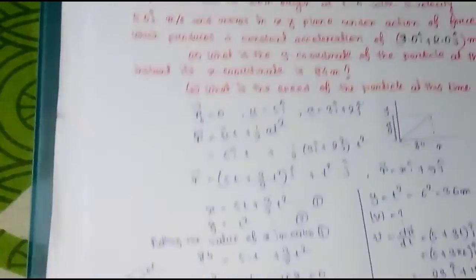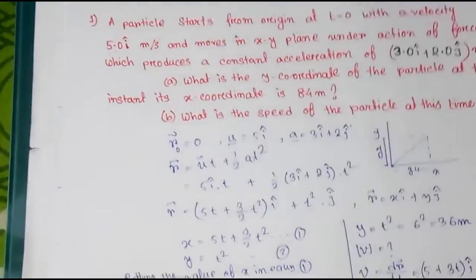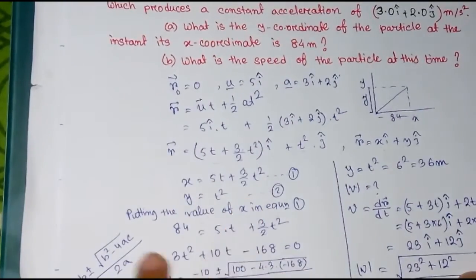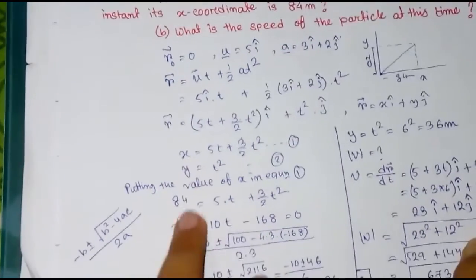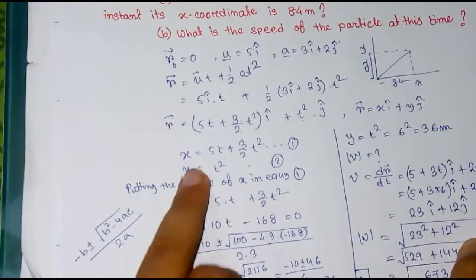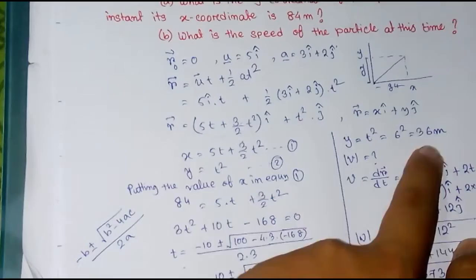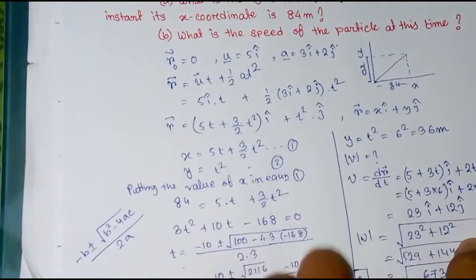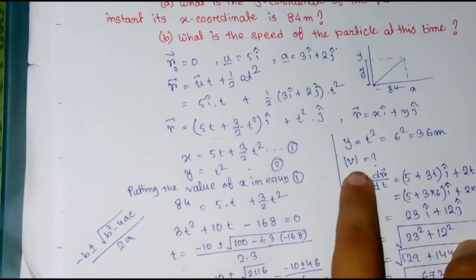Okay, hope you understand how to calculate this one. First I am calculating position, and I am dividing into components. At x equal to 84, we put 84 here and calculate the time at which x equals 84, and putting this time into the y coordinate to get the value of y, we get 36 meter, which is the magnitude of the y component. Now we have to find the velocity.